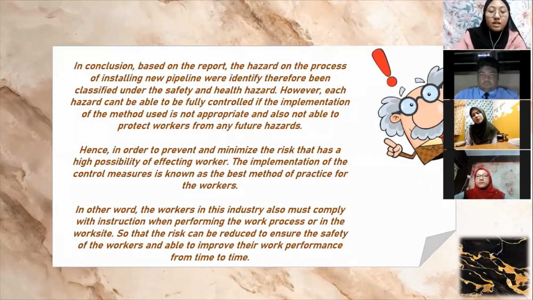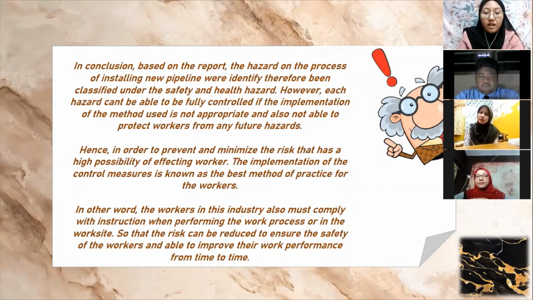And the last slide is the conclusion. In conclusion, based on the report, the hazards in the process of installing the new pipeline were identified, and are therefore classified under safety and health hazards. However, each hazard cannot be fully controlled if the method implemented is not appropriate, and it would not be able to protect workers from any future hazard. Hence, in order to prevent and minimize the risk that has a higher possibility of affecting workers, the implementation of the control measures is known as the best method of practice for the worker at the work site.